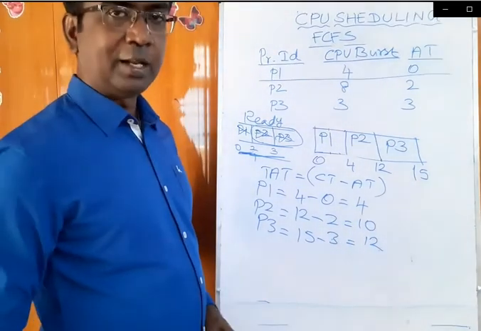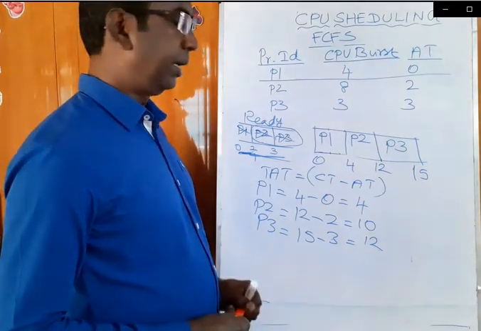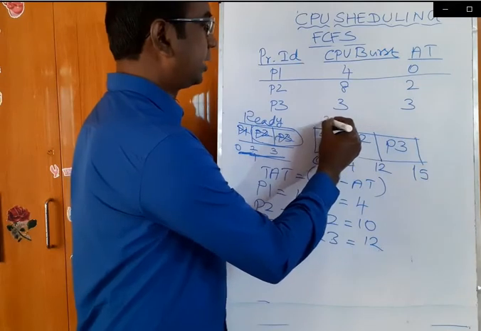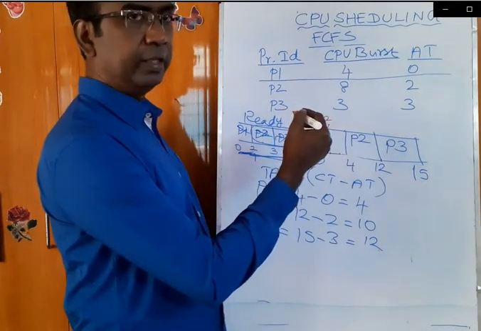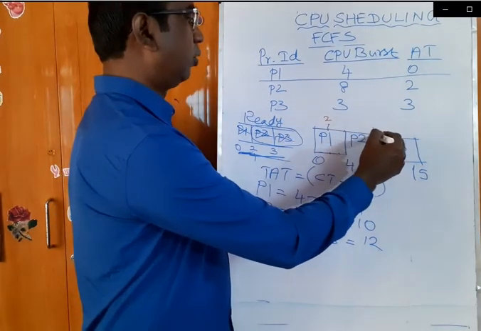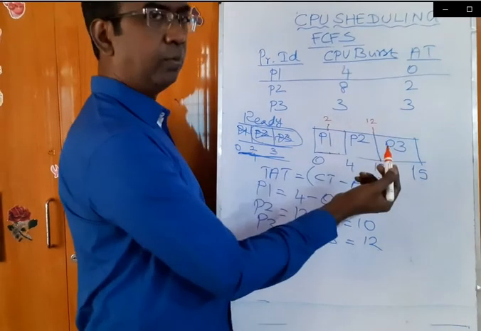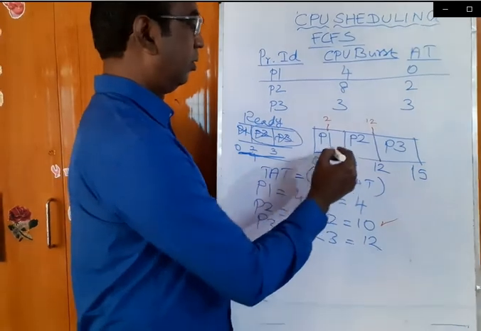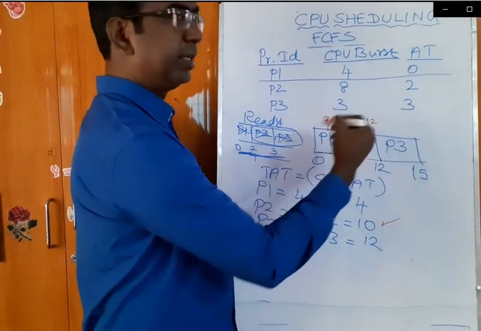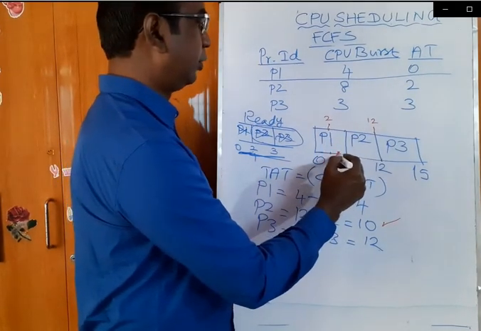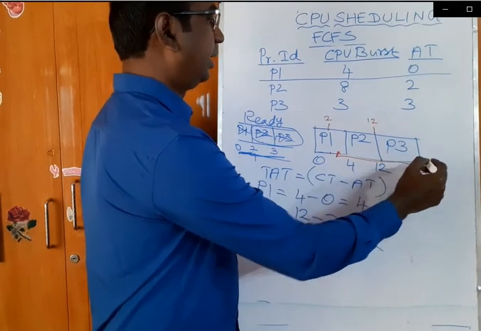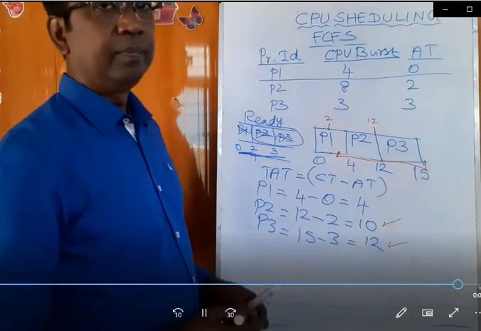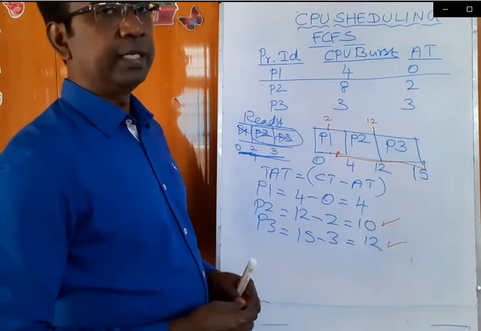Now we will see this turnaround time logically also. P2 enters after 2 seconds and completes its work at the 12th second, so 12 minus 2 is 10. At the third second P3 enters the ready queue and it completes at the 15th second, so 15 minus 3 is 12. So logically also you are getting the same answer.